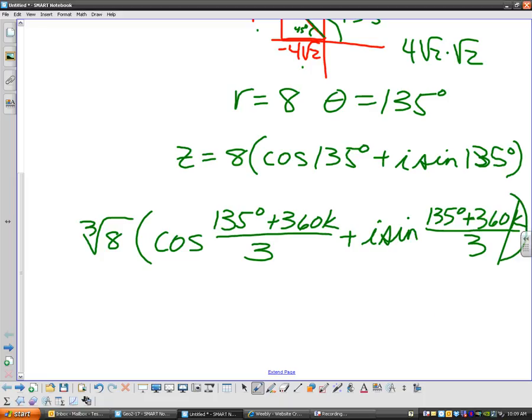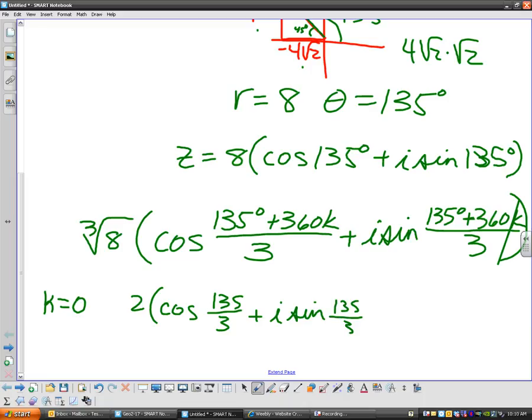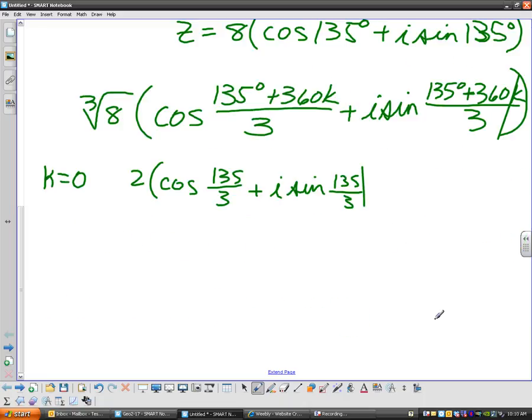So the first cube root is going to be when k equals 0. So we have the cube root of 8, which is 2. I'll just write 2, times the cosine of 135 divided by 3, plus i times the sine of 135 divided by 3. Now, in this case, we can simplify this pretty easily because 135 divided by 3 is 45. So we have the cosine of 45 plus i times the sine of 45.